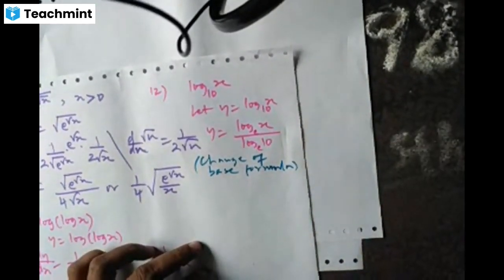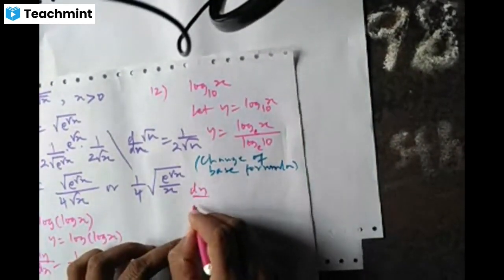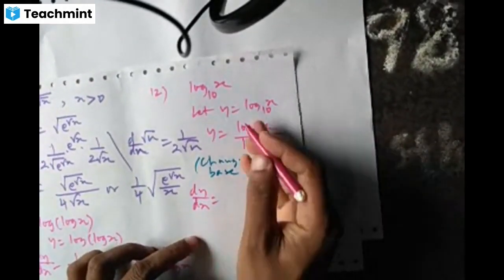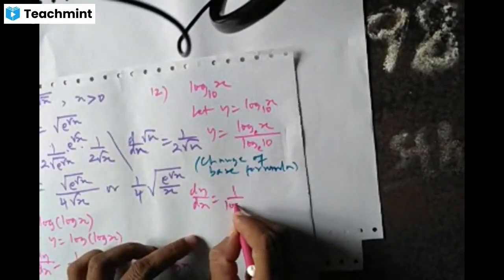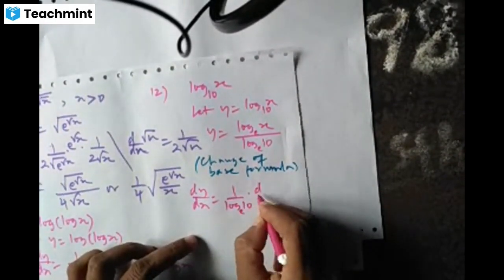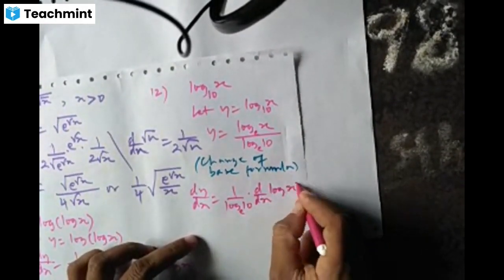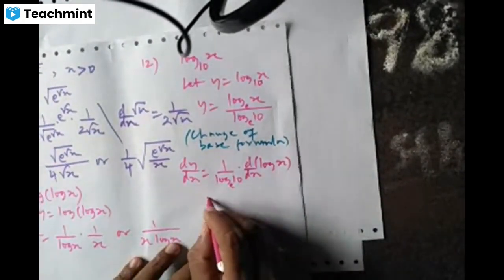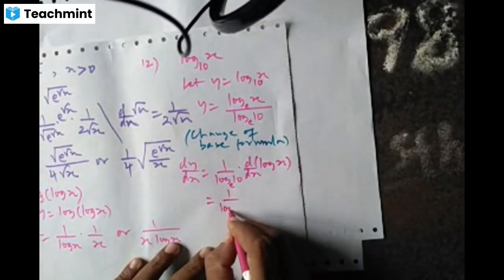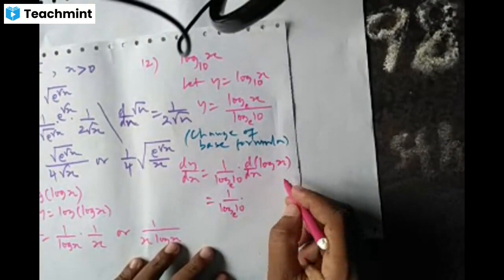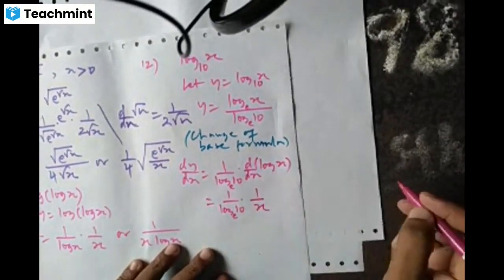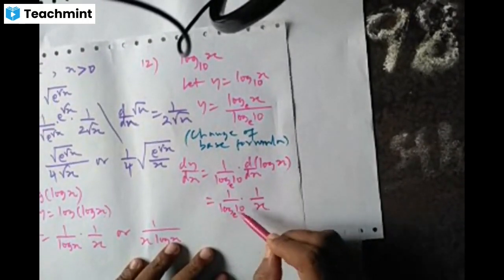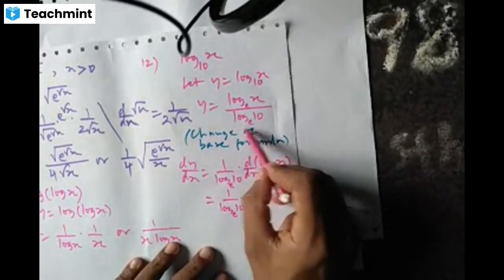Now see what happens. Then dy by dx is equal to, see, log 10 to the base e is a constant, right? So 1 by log 10 to the base e, I will take it outside, into d by dx of log x to the base e, or you can simply write d by dx of log x. Which is equal to 1 by log 10 to the base e into, what is the derivative of log x with respect to x? 1 by x. So the derivative of the given function is 1 by log 10 to the base e into 1 by x. See here log 10 is a constant.